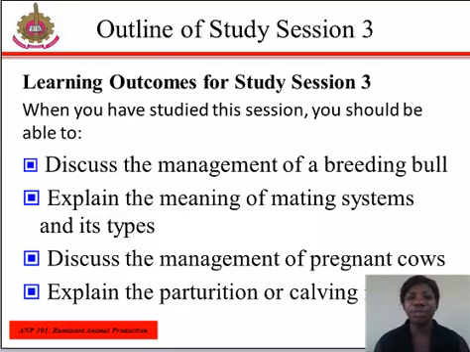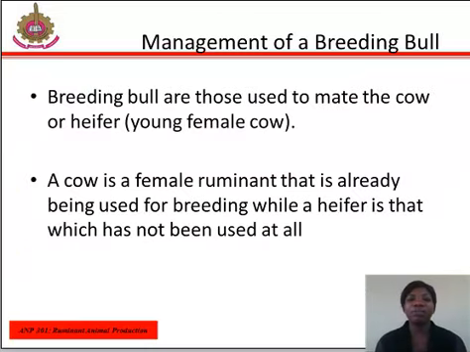At the end of this study section, you should be able to discuss the management of a breeding bull. Secondly, you should be able to explain the meaning of mating systems and its types. Thirdly, you should be able to discuss the management of pregnant cows. And lastly, you should be able to explain the parturition or calving in cattle. Let's talk about these learning outcomes one after the other.